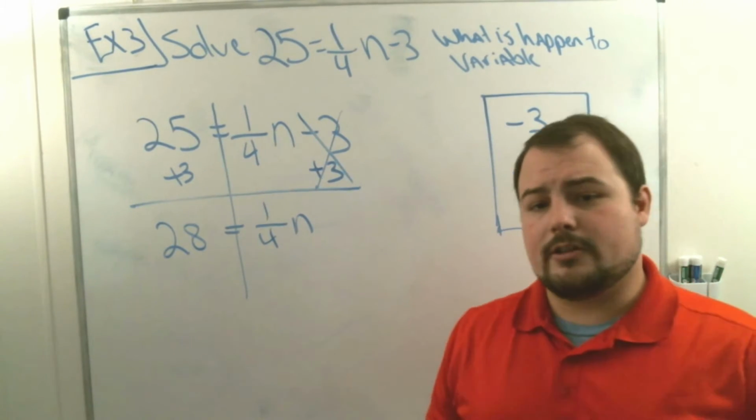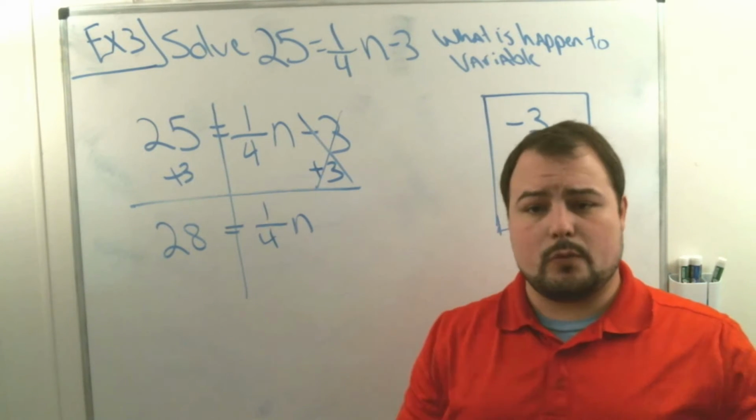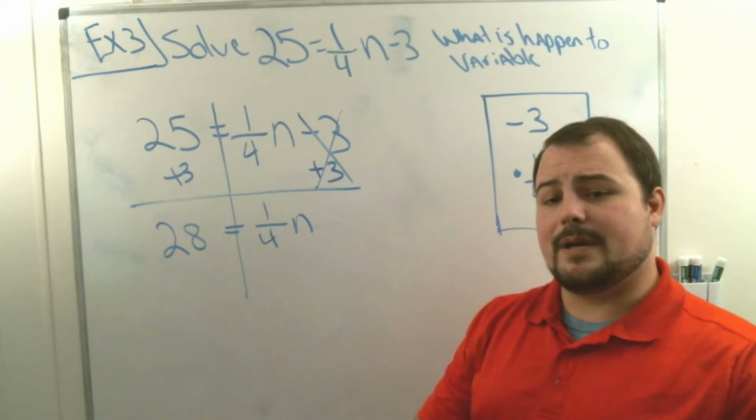Well, in lesson 1, we learned that if we have a fraction next to a variable, if we want to get rid of that, all we have to do is multiply by its inverse.